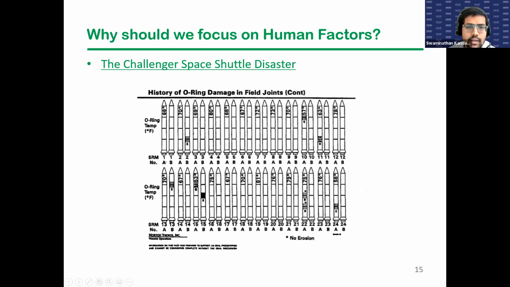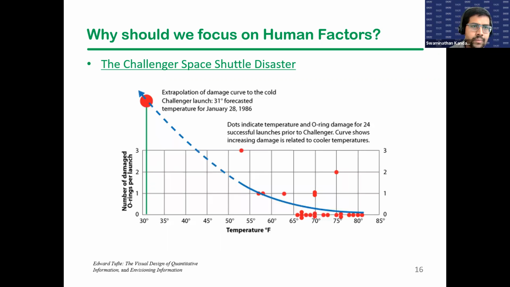It didn't necessarily convey the point that they were trying to get across. If you look at this image here, it is much clearer that as the temperature drops, you're going to have lots of O-ring failures, and that may lead to problems. And if they had seen this version of the same data, then they may have delayed based on the forecasted temperature on that day.